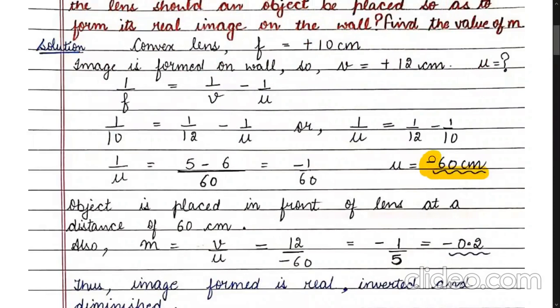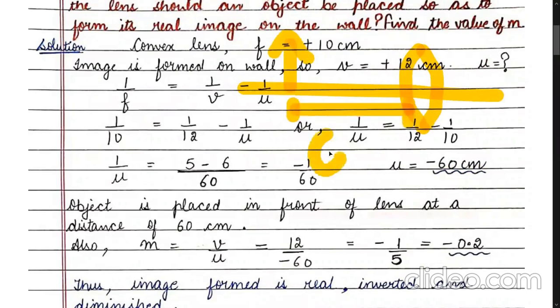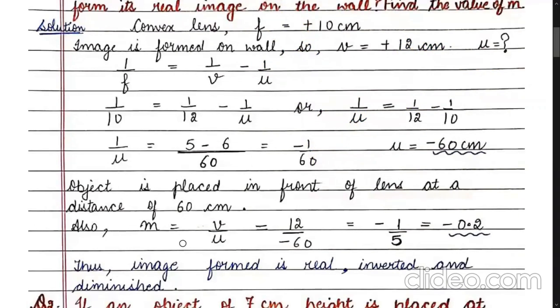Now further, students, we were supposed to find the value of u, which we have found as minus 60. This negative sign implies that the object is placed in front of the lens. The object is placed in front of the lens at a distance of 60 centimeter. Negative means the object is placed in front of the lens. Positive means the image is placed behind the lens. The image is formed behind the lens. So here the object is placed in front of the lens at a distance of 60 centimeter.